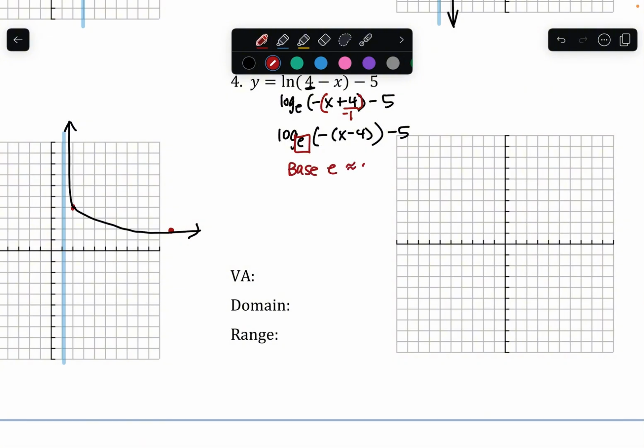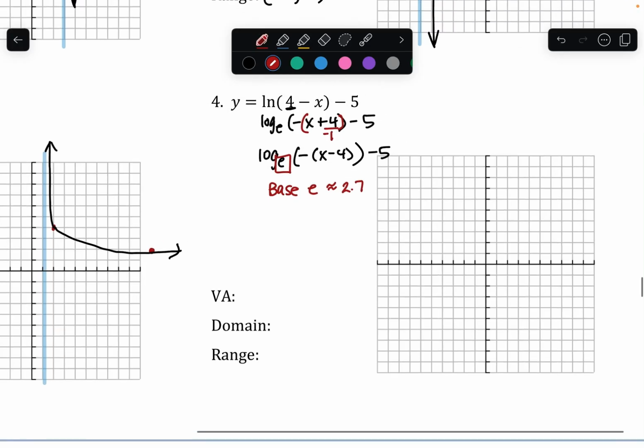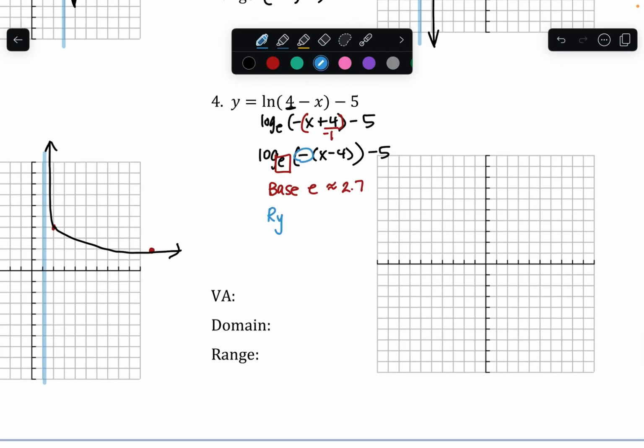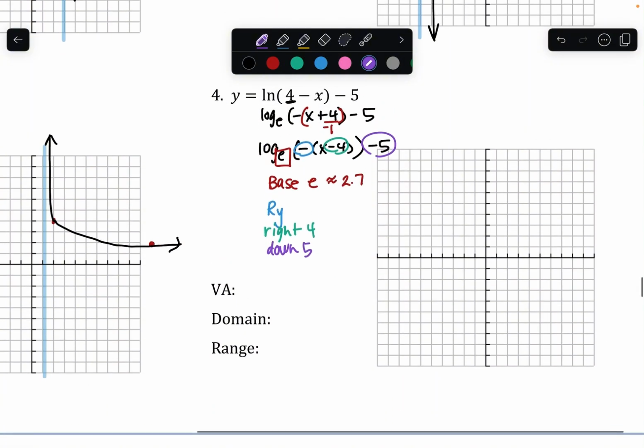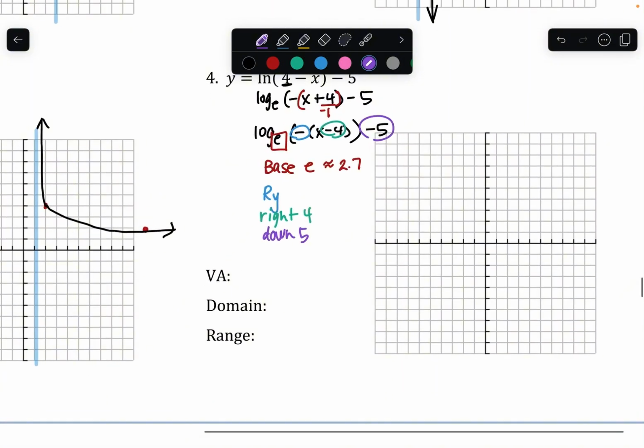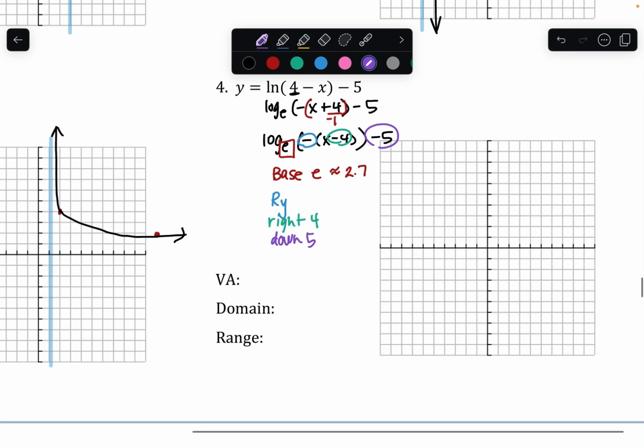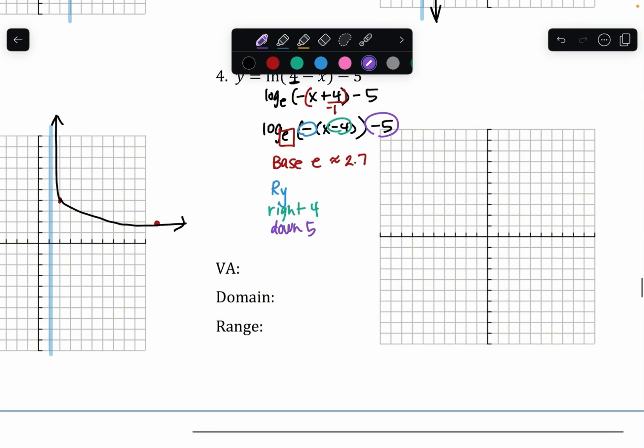So we're working with base e, which is approximately 2.7. We have a reflection across the y-axis. We have a right 4. And then we have a down 5. Okay, so it's going to be hard to get very accurate with our points here because e is not a whole number, but we're going to do the best we can.